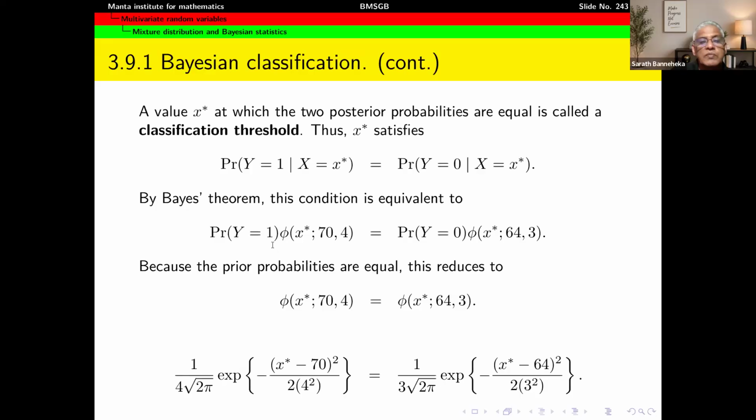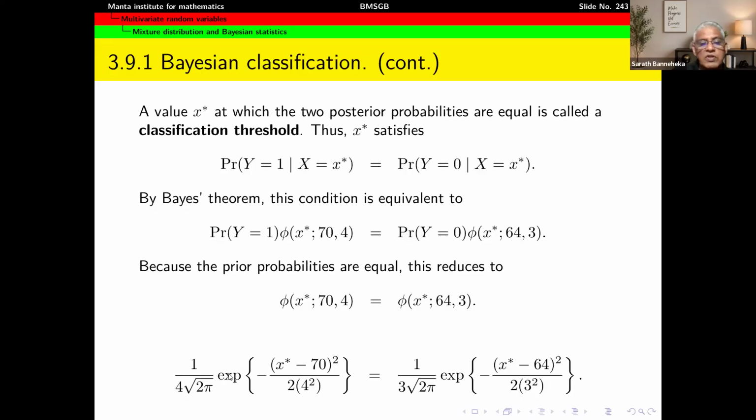So in this particular case, we know that probability y equal to 1 is 0.5, probability y equal to 0 is also 0.5. Therefore, finally you get this expression to solve, right? So for what value of x star will this be equal? So that means we are looking at this particular equation. This is the density function of a normal distribution with mean 70 and standard deviation 4. This is the density function of a normal distribution with mean 64 and standard deviation 3.